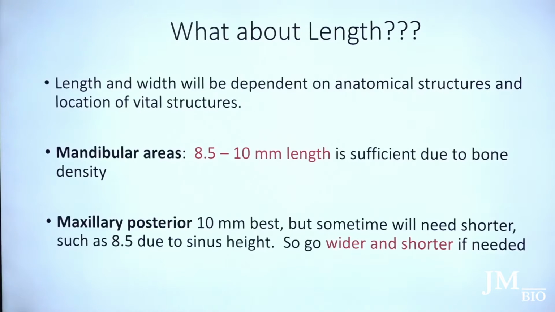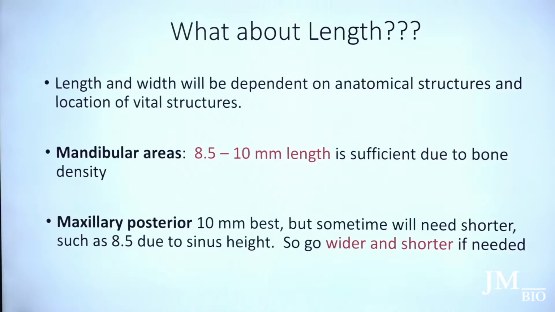And the length. Usually in the lower jaw, the bone is very good. It's dense. It's good bone. We talked about D1, D2, D3 bone in the lower jaw. So in the lower jaw, since the bone is dense, 8.5 millimeter or 10 millimeter length is sufficient. You don't have to be a hero and place a 13 millimeter or 15 millimeter implant in the lower jaw. It's unnecessary. It's not required.